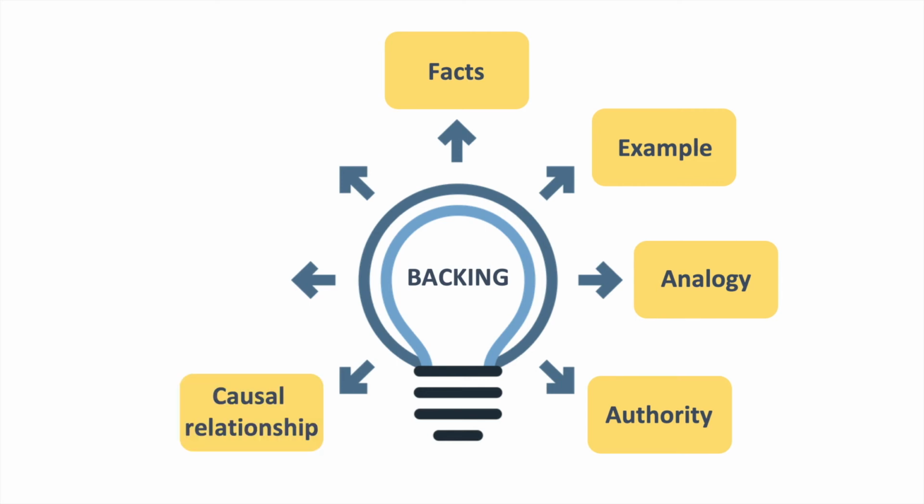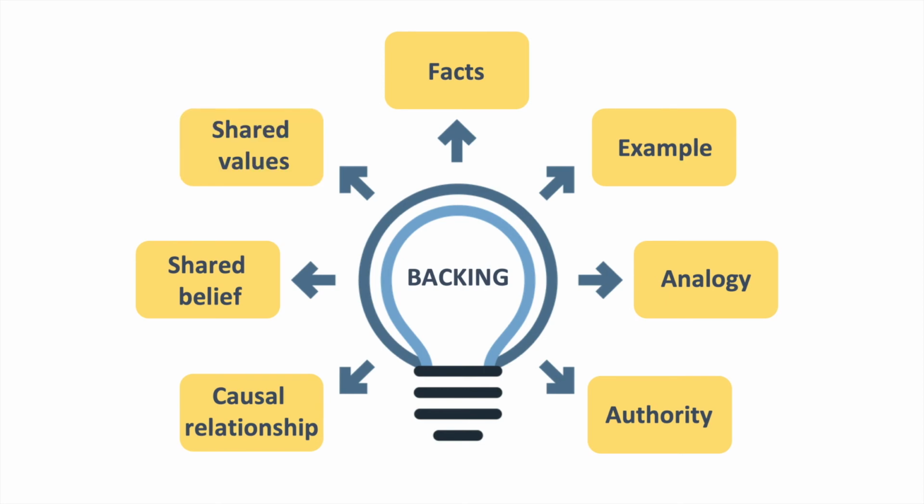It can be causal relationship to show that one thing actually results from another. It can be shared beliefs or assumption or common knowledge. Or it can be shared values between the reader and the writer. You may choose several kinds of backing to support your claim.